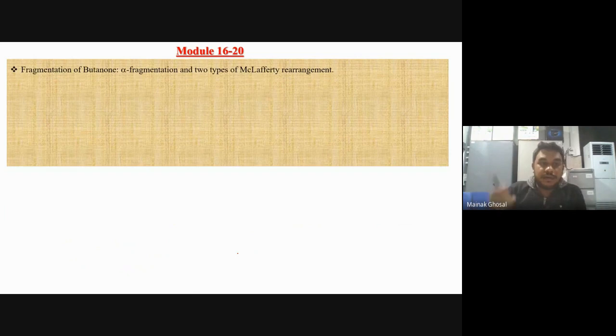Now there is some fragmentation of butyrophenone. Sorry, my spelling mistake, it will be butyrophenone. In butyrophenone, you will see one alpha fragmentation and two types of McLafferty rearrangement. In the first McLafferty rearrangement, the carbonyl double bond O is involved with the gamma hydrogen. In the next, the gamma hydrogen is abstracted by the aromatic ring, and the alpha fragmentation will then give you the peaks which will be the most abundant one in the mass spectrum. Okay.